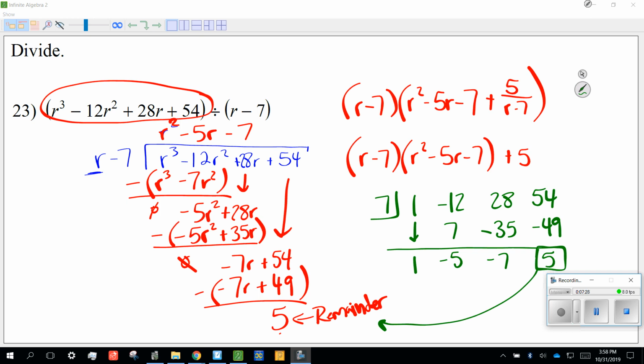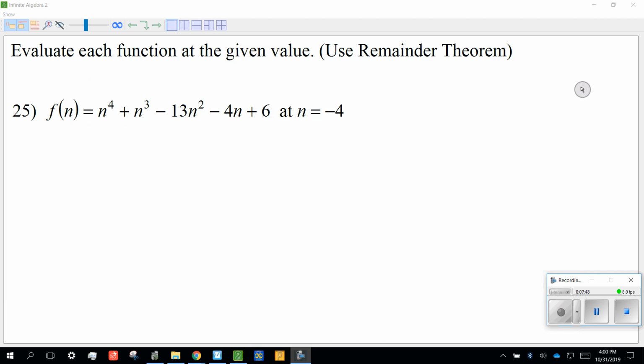Okay, so there's 23, and it's just asking you to divide. It doesn't divide out evenly, and so we're stuck there because it's not a factor. If it was a factor, we'd set it equal to 0, solve for r, but it's not, and so that doesn't get us anywhere. So we just stop there.